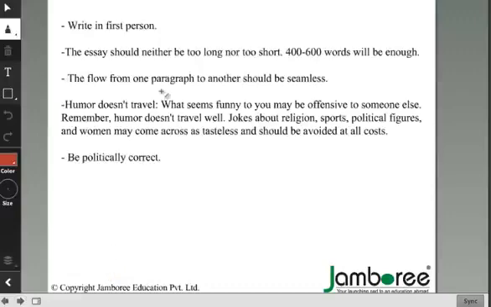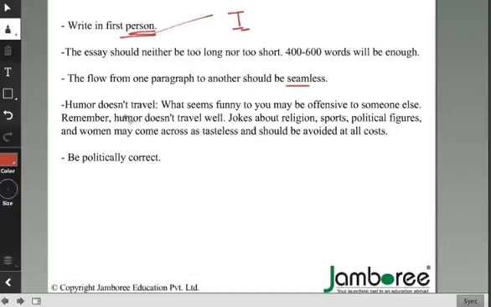Write in first person, that means use the word I. Don't say, it is true that; use I agree, I think, according to me. Write this essay in first person, because you are supposed to be giving your opinion. I already covered the length, so 500 words is the midpoint, good enough. Flow from one paragraph to another should be seamless. That is where you use your transition words when you shift from one paragraph to the other.